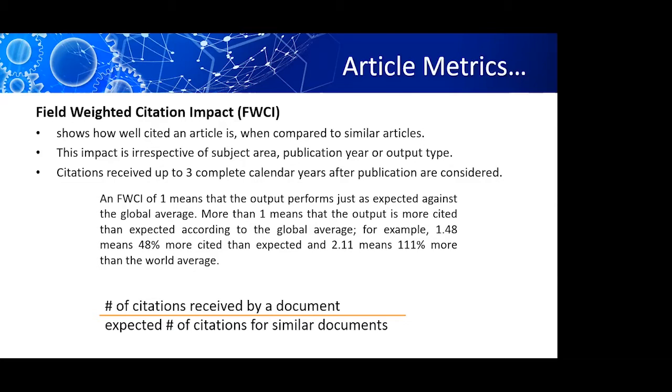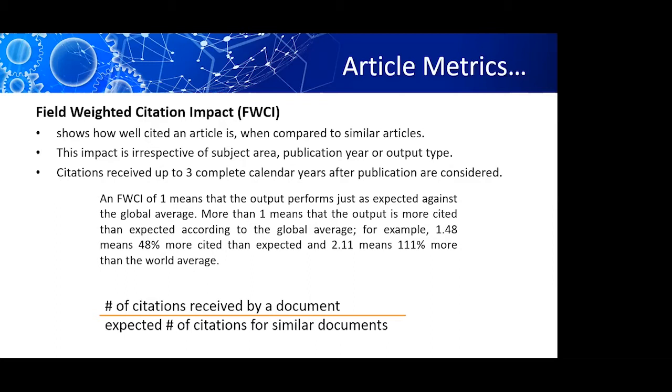You can find here for FWCI, an FWCI of 1 means that the output performs just as expected against the global average. More than 1 means that the output is more cited than expected according to the global average. So here they are considering the global average for the publications. For example, 1.48 is the FWCI for an article. It means that it is 48% more cited than expected.